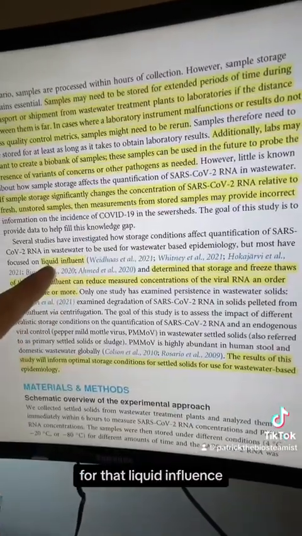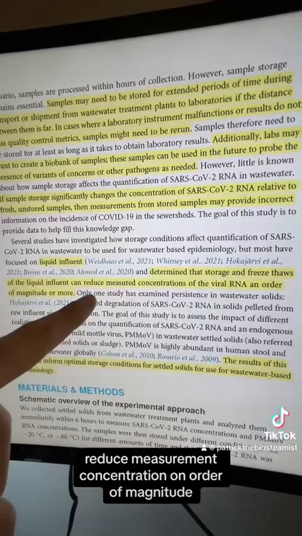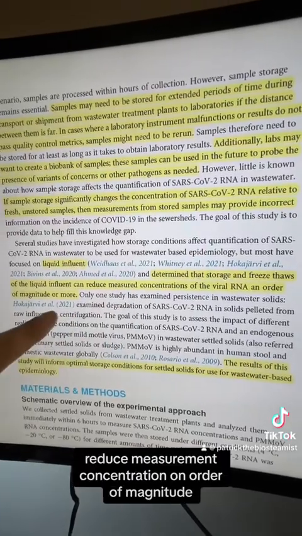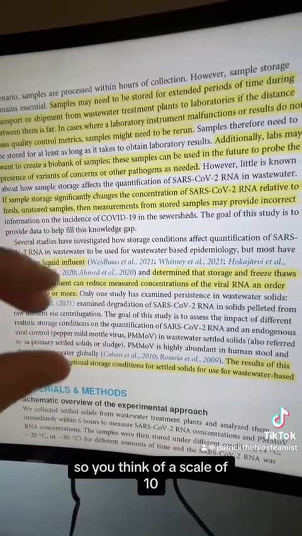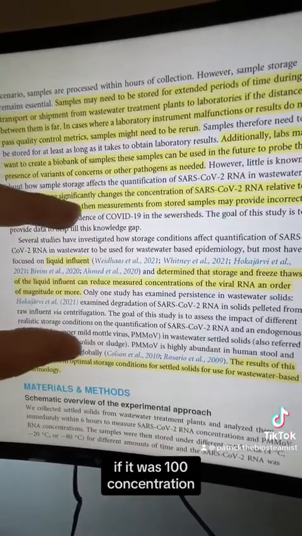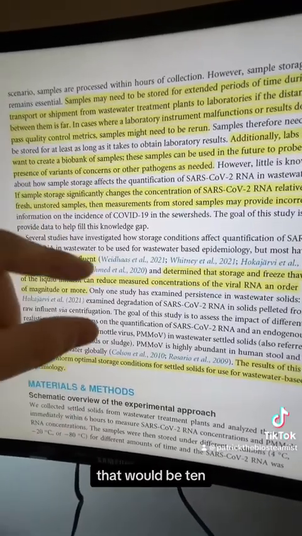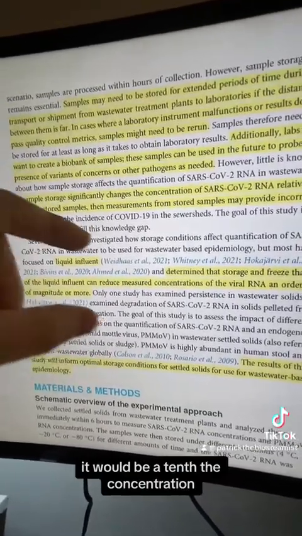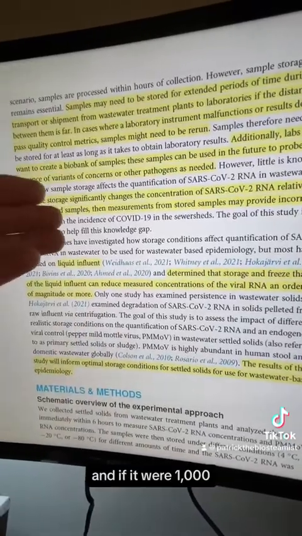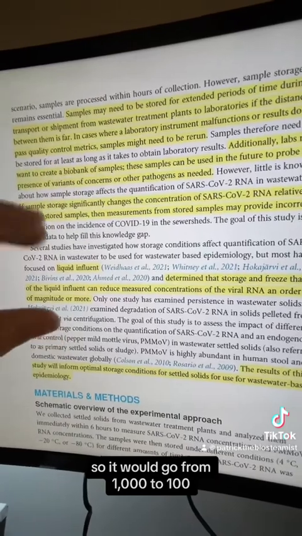And interestingly, for that liquid influent, they determined that storage and freeze thaw can reduce the measured concentration by an order of magnitude. So when we think of magnitudes, we think of a scale of 10. So basically, if it was 100 concentration, it would be reduced by an order of magnitude. So it would chop off a 0, that would be 10. So in that case, it would be a tenth the concentration. And if it were 1,000, the concentration would be an order of magnitude smaller. So it would go from 1,000 to 100.